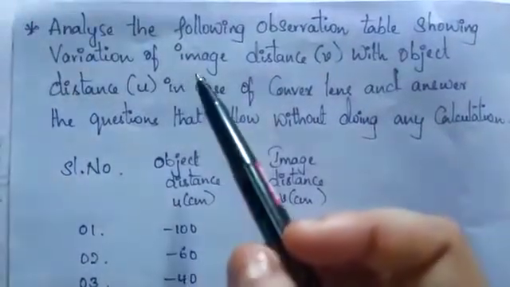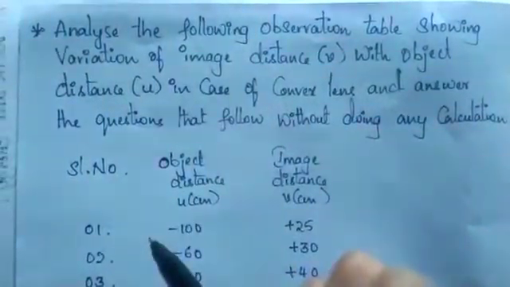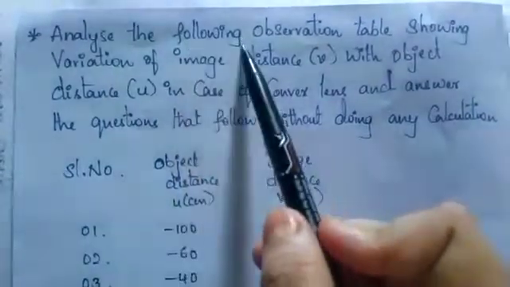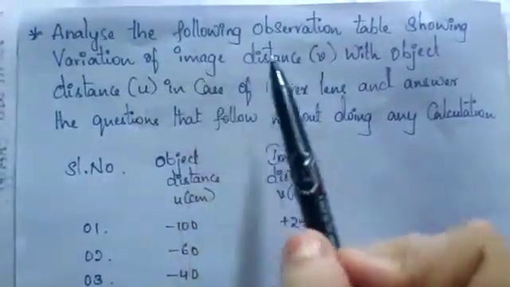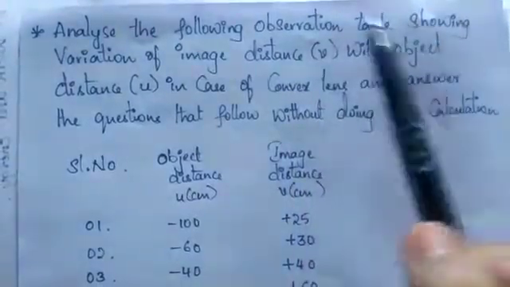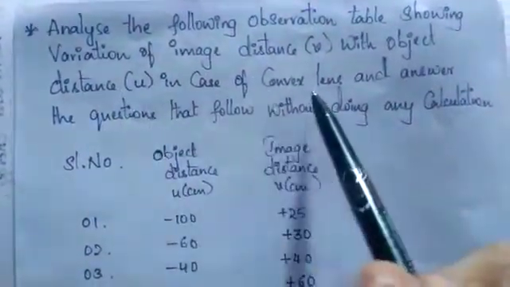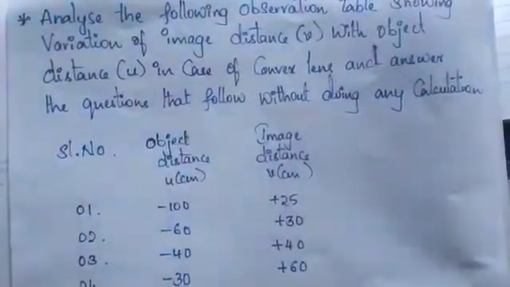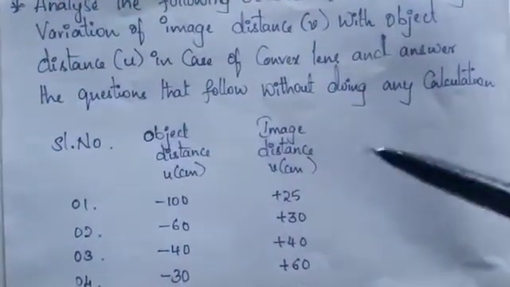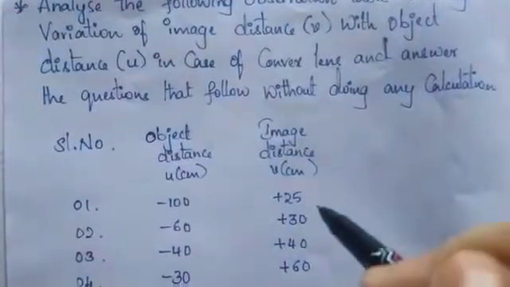Next, we will go with one of the analyses about the convex lens. Analyze the following observation table showing the variation of image distance v and the object distance u in case of a convex lens and answer the following questions without doing any calculations. You should not do any calculation, you have to just analyze it.